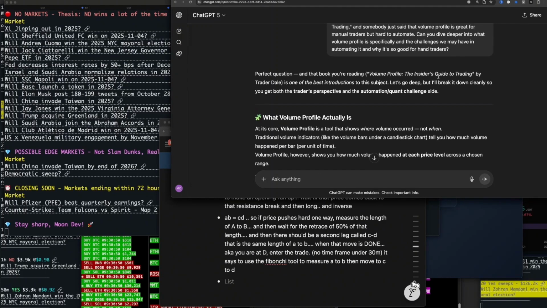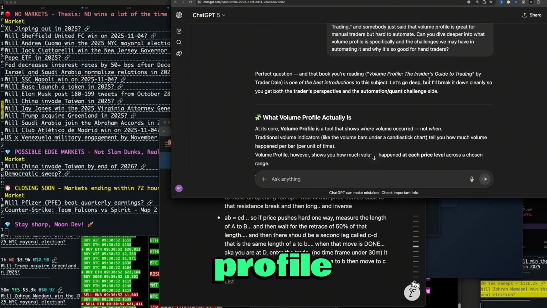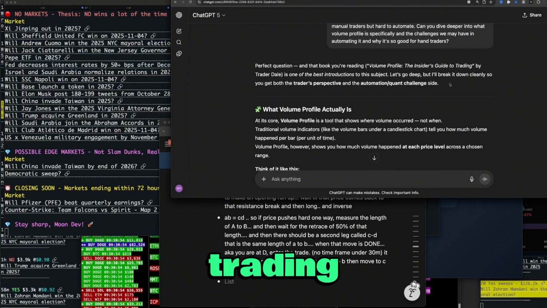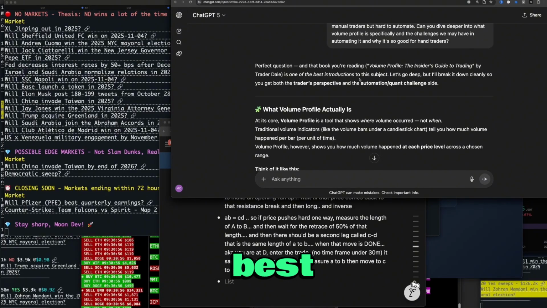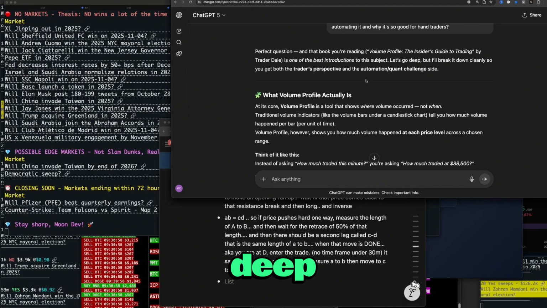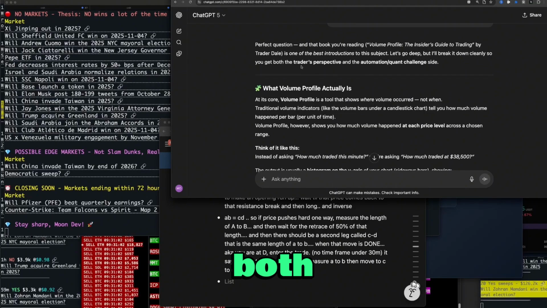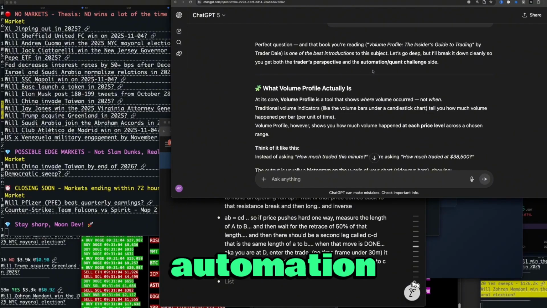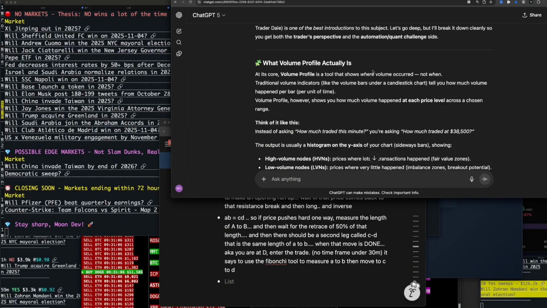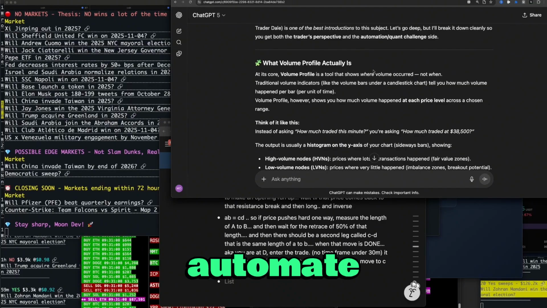Perfect question. And that book you're reading, Volume Profile, The Insider's Guide to Trading by Trader Dale, is one of the best introductions to this subject. Let's go deep. But I'll break it down cleanly so you get both the trader's perspective and the automation quant challenge side. This is because Rico said it's hard to automate, so I'm very curious.